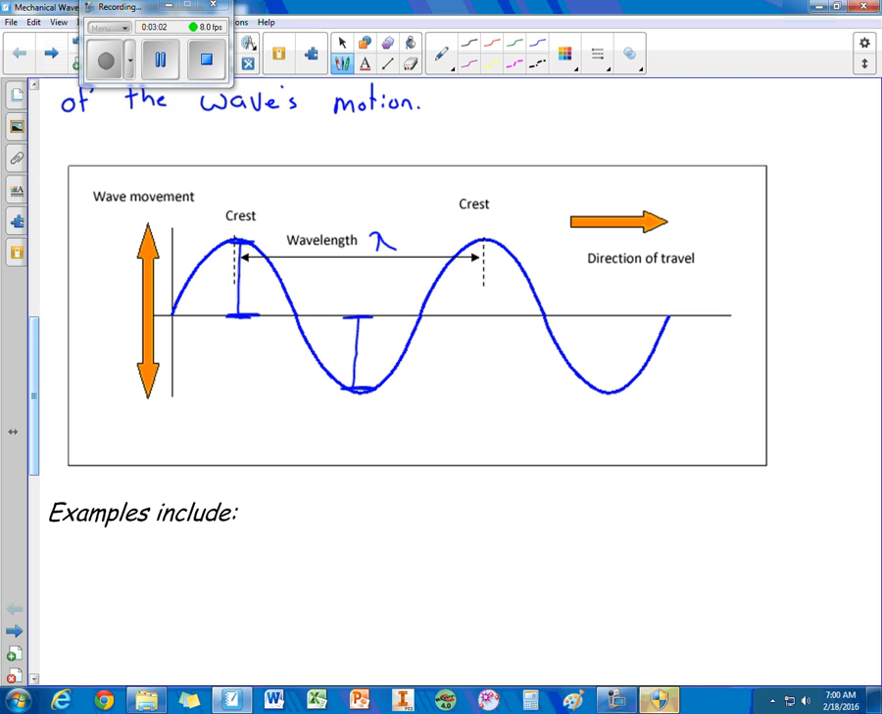As this is moving, let's say this wave is moving past this point right here. As this wave moves past this point, the amount of time it takes for one wavelength to pass this point would be the period.